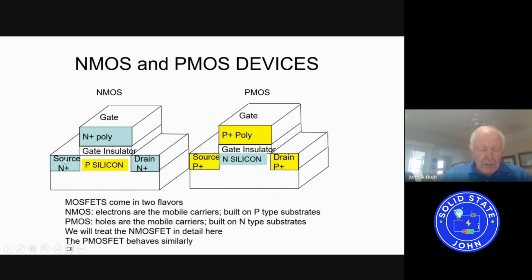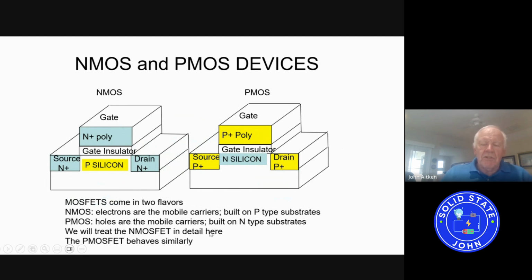So the electrons are transported from the source through the silicon to the drain when the gate is switched in the on position. In the PMOS devices, it's built on a different type of silicon, N-type silicon, and holes are the mobile carriers.